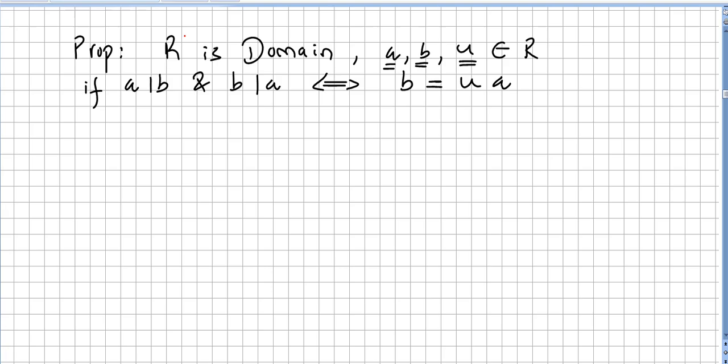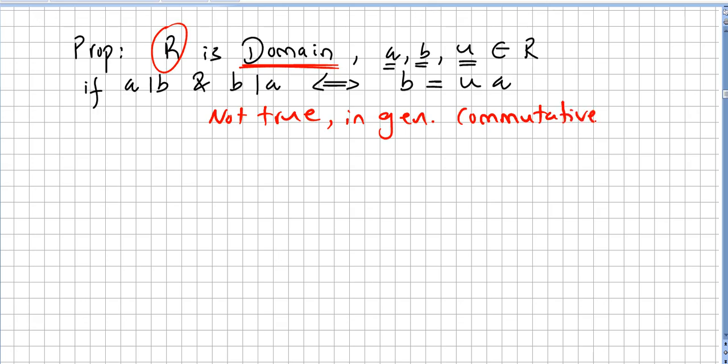I call your attention to the fact that I forced R to be an integral domain. Okay, I did not say commutative ring because this is not true. Let me write it. Not true in general for commutative rings. Okay, it's very easy to get examples where this is not true. So we do need in the hypothesis that R is a domain.